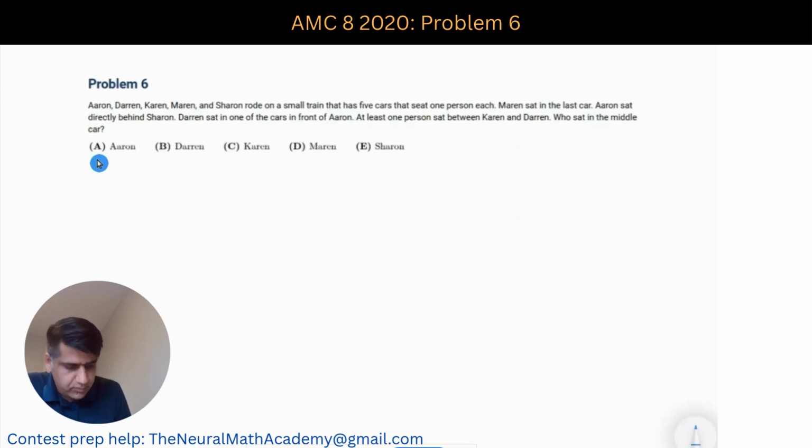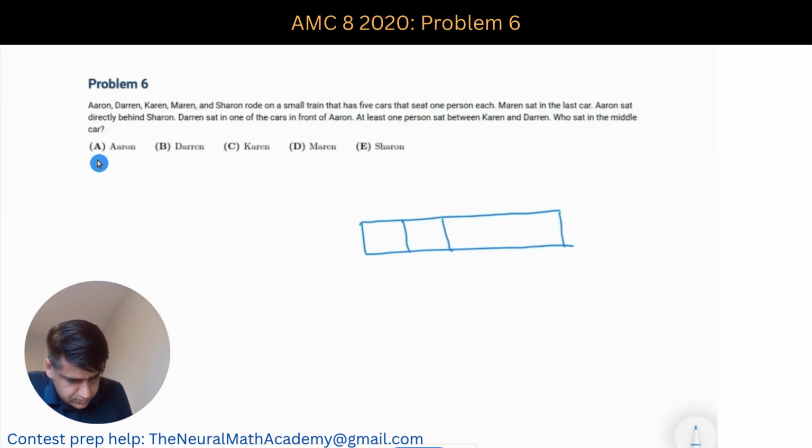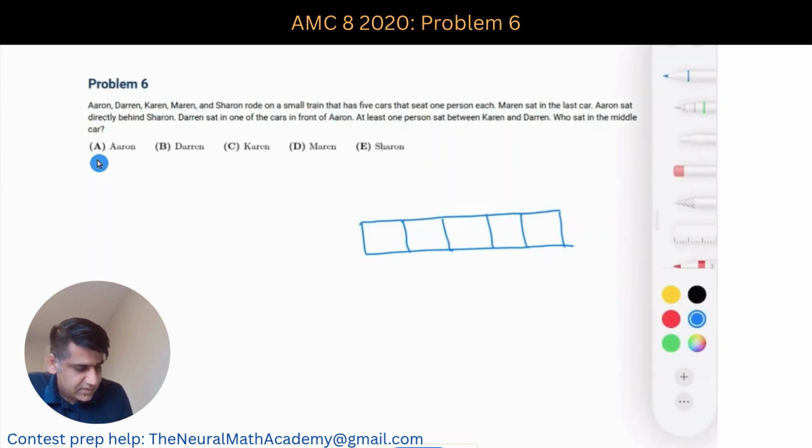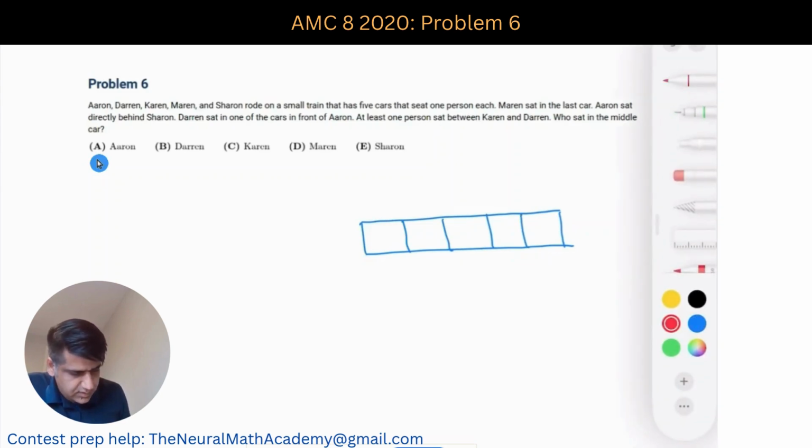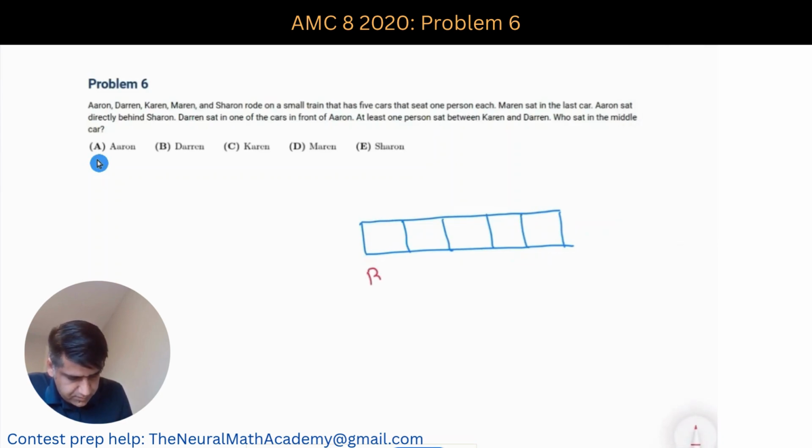So to solve this problem, we can make a block diagram and then assign each person to one of the blocks. So let's say that each block represents a seat, and this is the back, and this is the front. So we can say Marine is sitting in the last car, then Aaron sat directly behind Sharon. So it means that Aaron and Sharon, they will be in this position.